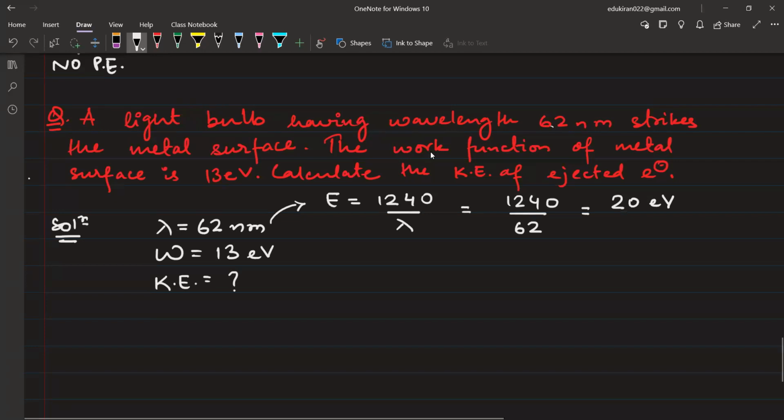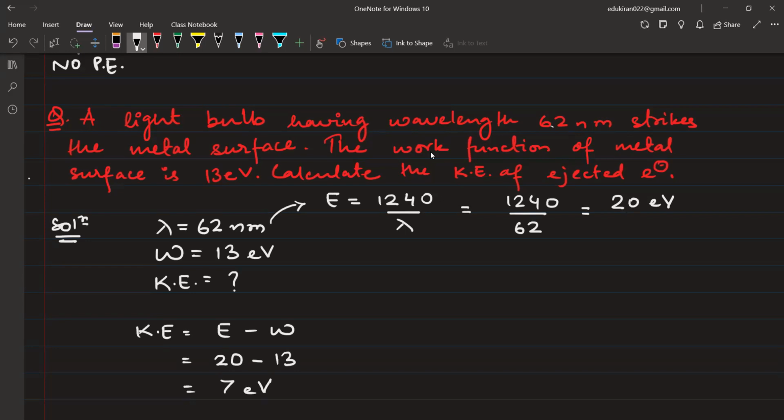है ना? बताएं. ठीक है. And what is kinetic energy? Kinetic energy is equal to energy of light minus the work function. Energy of light जो हमको मिली वो क्या थी? 20 minus what is the work function? 13. And this will be equal to how much? 20 minus 13, that is equal to 7 electron volts. ठीक है. All of these things became very easy because of this formula.